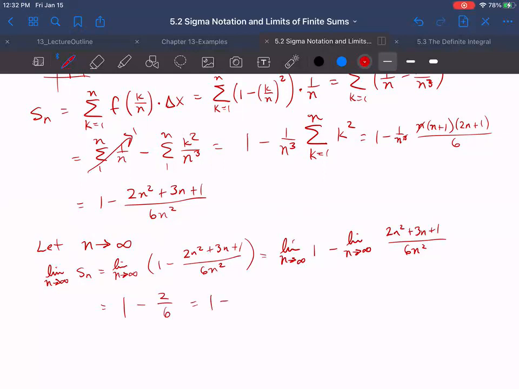So this just becomes 2 over 6, which is 1/3, so we have 1 minus 1/3, which is just, anybody? 2/3. Hey, how about that?